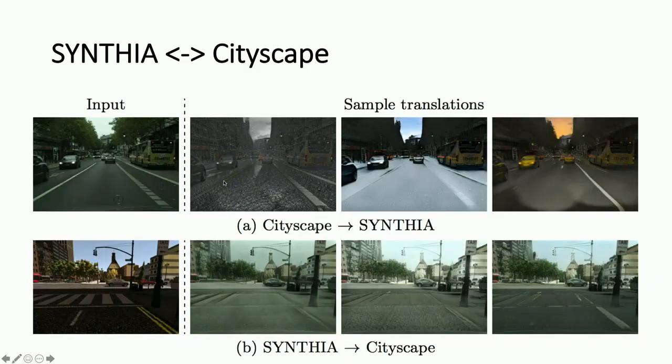Also, we do some synthetic to real adaptation experiments. Synthia is a synthetic street view data set, and Cityscapes is a real world street view data set. In Synthia, there are images in very different weather and season conditions, so we can transfer a given Cityscapes image to Synthia images with diverse weather conditions, such as snowing, raining. In the other direction, since Cityscapes images are mostly sunny, we don't get much diversity in the weather, but we still get diversities in, for example, the lightings or the texture of the roads.